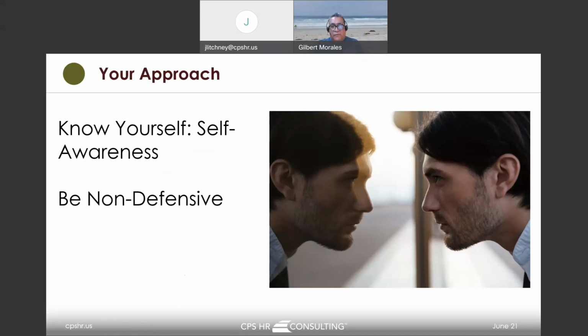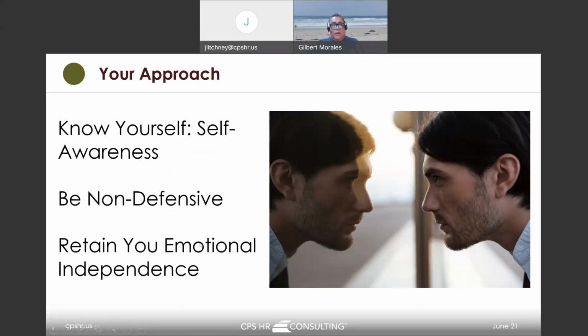Be non-defensive. Whatever they say has nothing to do with you. They may be upset, they may be angry, they may be upset with a process, with a procedure, with a policy. They may make it about you, but know that it's probably not about you. Being defensive is only going to add fuel to the fire. Be non-defensive and retain your own emotional independence. Think logically, think reasonably, think rationally, but not emotionally. If you think emotionally, you're going to say or do something that you may find yourself regretting later on. Retain your own emotional independence.